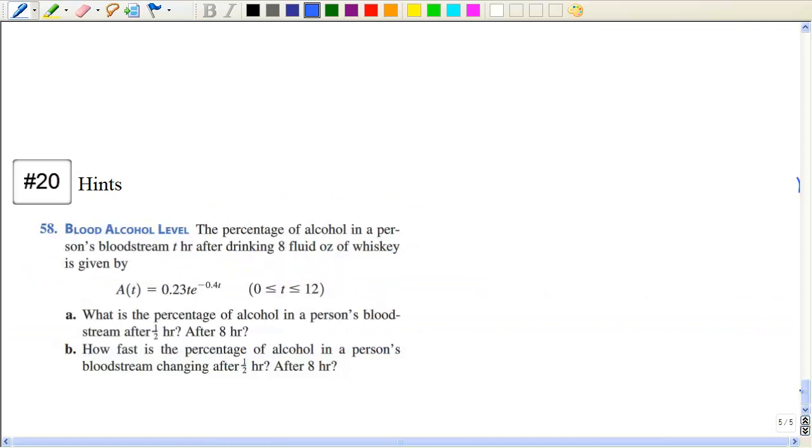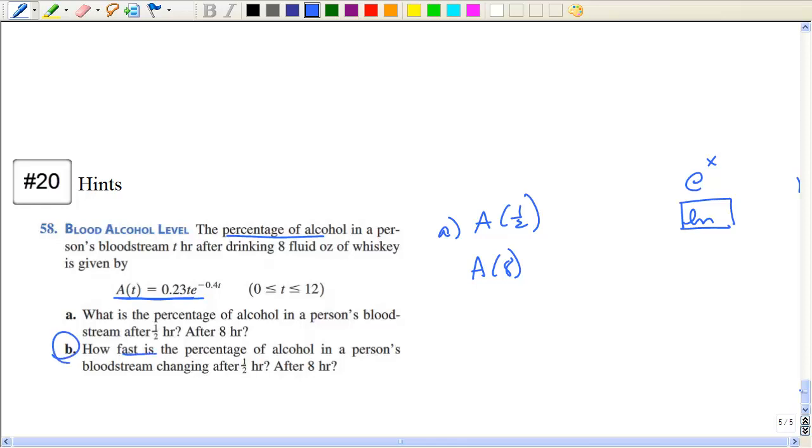Okay, on the last problem of your homework, it's a little word problem. And here we go, and it says the percentage of alcohol in a person's bloodstream is given as this. All right, what is the percentage of alcohol in a person's bloodstream after a half hour, after an 8 hour? They give you the percentage. So part A, you're just going to find A of 1/2 by plugging 1/2 in for T, and you're going to plug in 8 for T. You're going to need to have a scientific calculator. You're going to need an E to the X button. That's usually above the natural log button on your calculator. Please find it and practice with it.